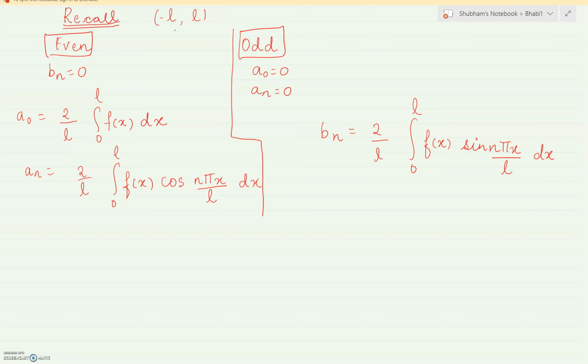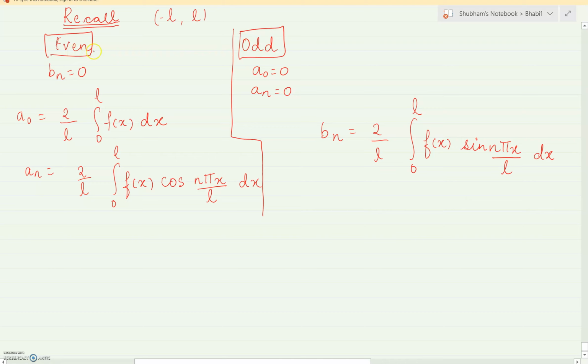To check whether the function is even or odd, we replace x with minus x. If the function remains the same, it is an even function. If we replace x with minus x and we have an extra minus sign, or a multiplying factor of minus 1, the function is said to be odd.